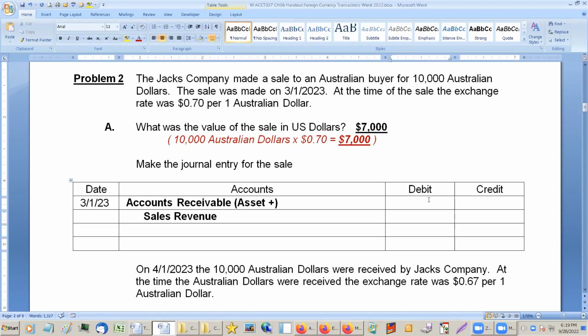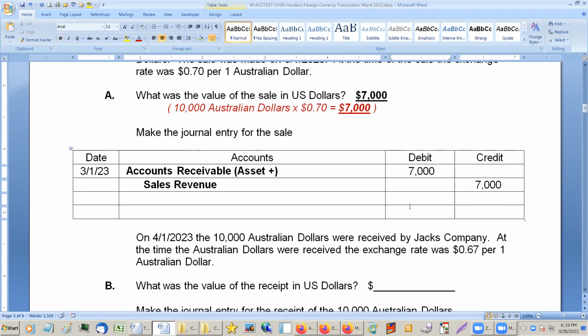So we're gonna debit $7,000 and credit 7,000. So we're gonna have a sales of 7,000 and accounts receivable. At the time of the sale, it's 70 cents. And by the way, if you're wondering why we're using that, oftentimes that is the best estimate of what it is. Whatever it is today is the best estimate of the value of it. Will it go up and down? Yeah, probably a little bit, but that's the best estimate.